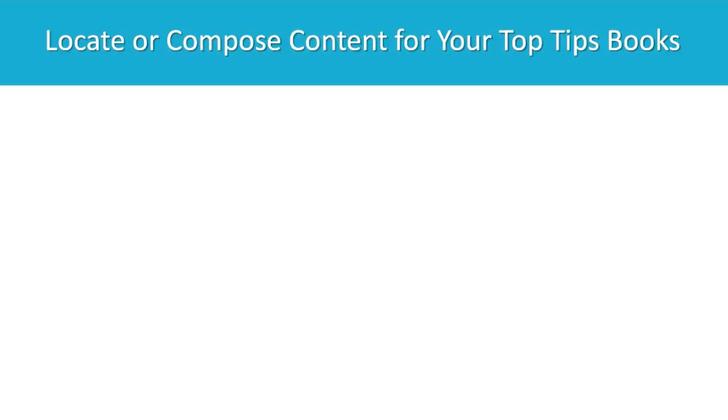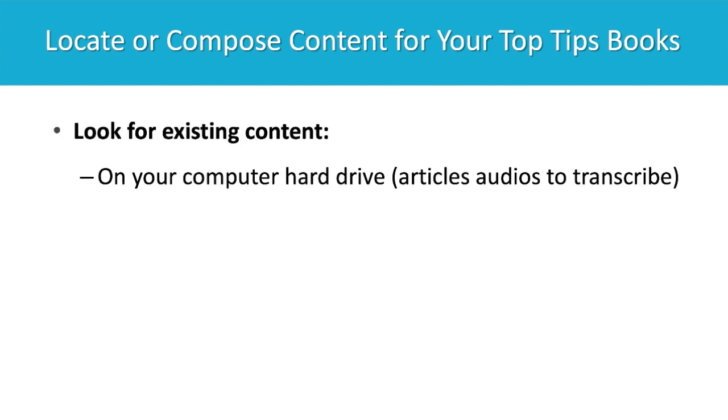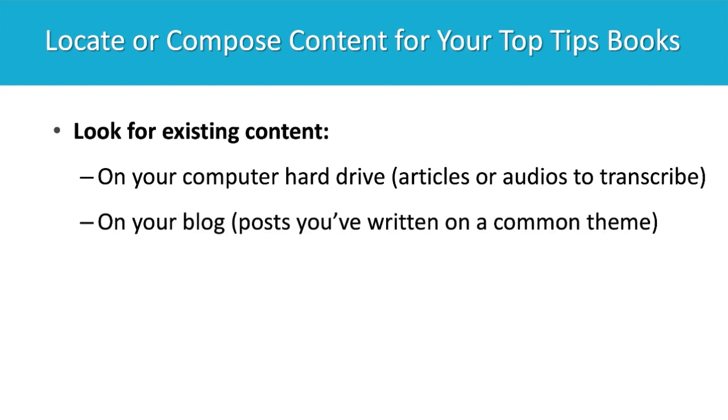So as you locate or compose content for your top tips books, you can start by looking for existing content. Perhaps it's on your computer hard drive in the form of articles or audios to transcribe. You want to make copies, leave the original in their original folders, and then make copies that you may want to transform into top tips books and put those into a top tips folder that you can edit and change and delete, and the originals will maintain their integrity.